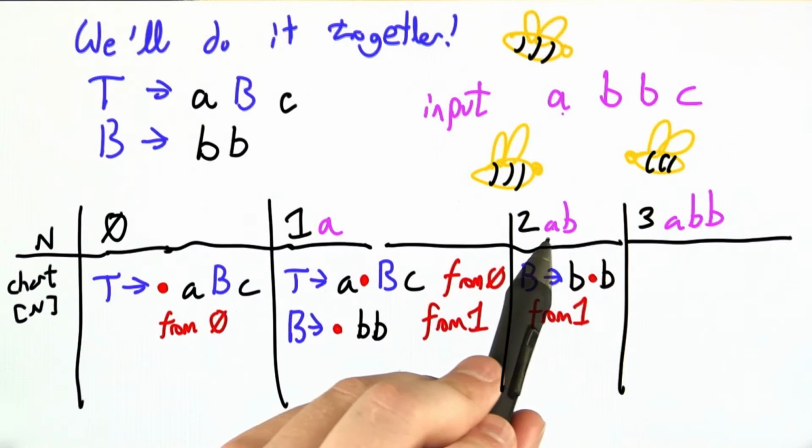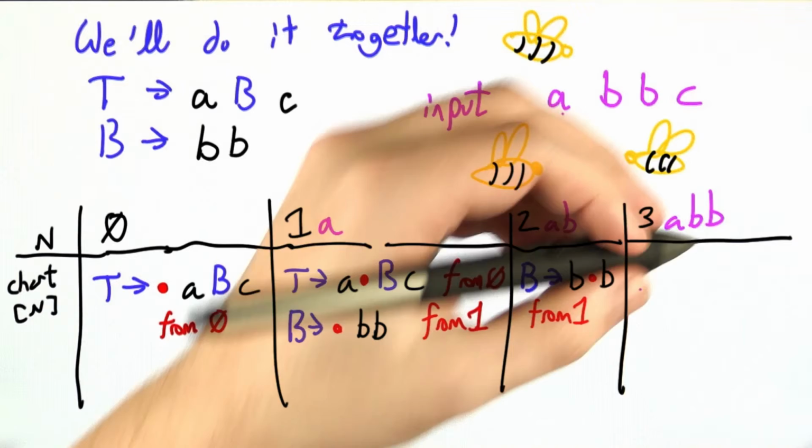Now let's make the chart for 3 characters in the input. We've seen another b. So we go look back previously. Are there any shifts we could do? Oh, we could totally shift over that b.